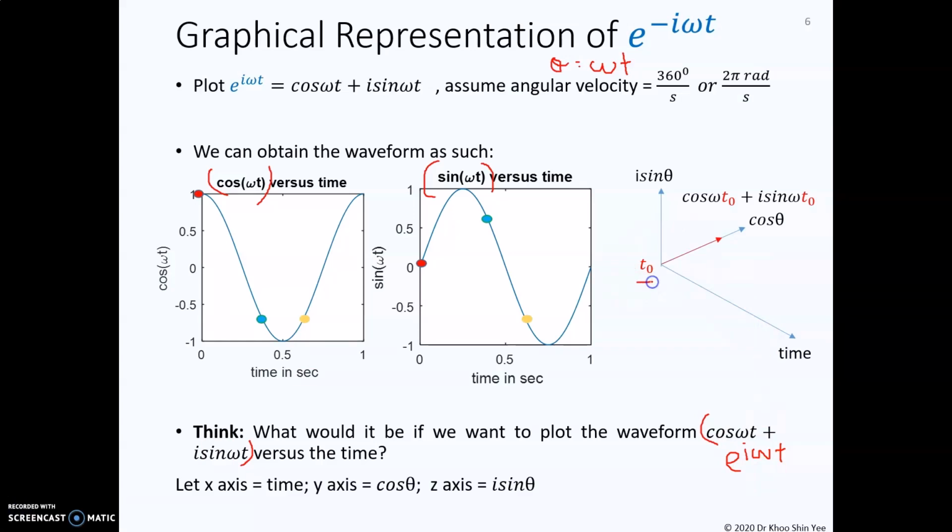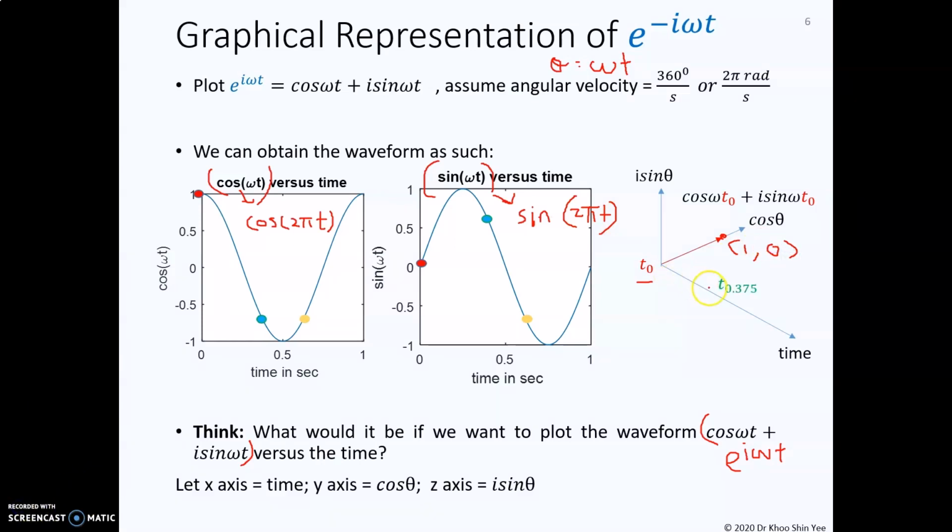So at time equal to 0, you obtain the point to be here. So you can check at t equal to 0, your cos 0 is 1. So the real part is 1. And then when t equal to 0, your sine 0 is equal to 0. So this is the position.